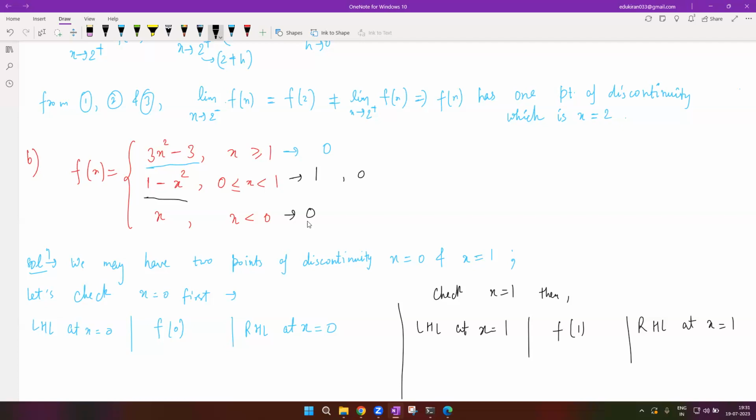Austin, did you get it? What did I just say? Yes, sir. We can simply check it by putting the values. We don't need to do all the hard work.